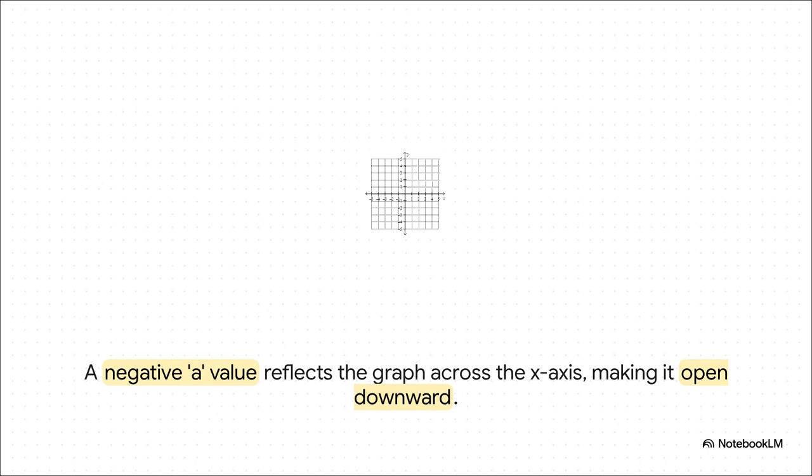And this is what happens when A goes negative. The whole graph just does a somersault over the x-axis. It's the same exact shape as the original, but instead of opening up to the sky, it opens down to the ground. That negative sign is your signal to flip it.